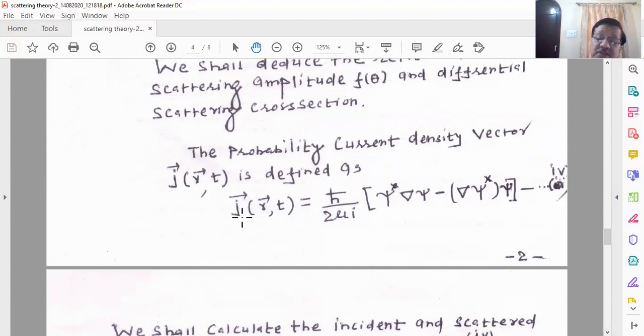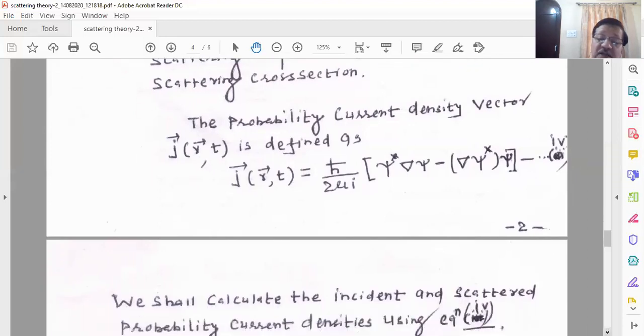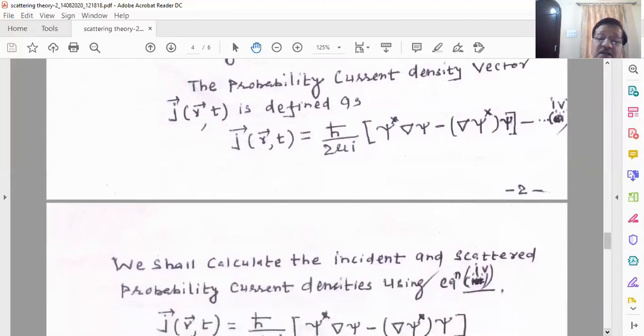Or you can say, yeah, spherical, you have a spherical wave which is diverging, so you have a scattered beam. So I write down J_s. So let us now calculate the incident and scattered probability current density using this equation, right? Now let us write down this expression, the same expression I am writing here.